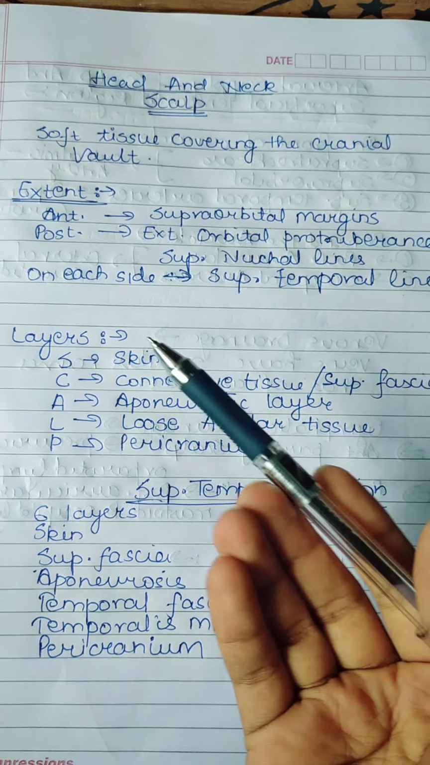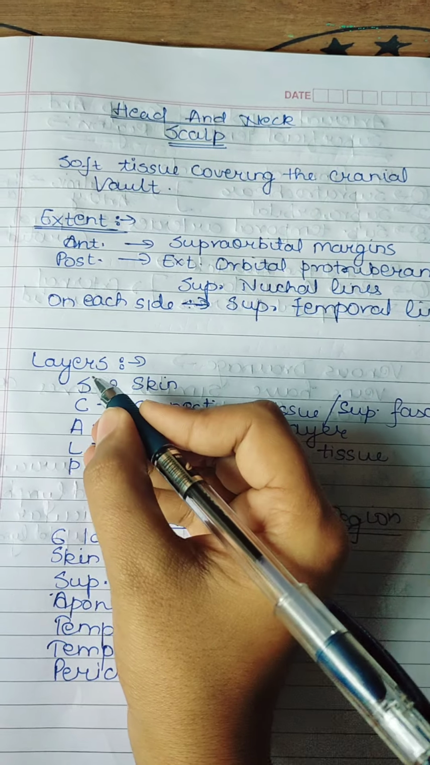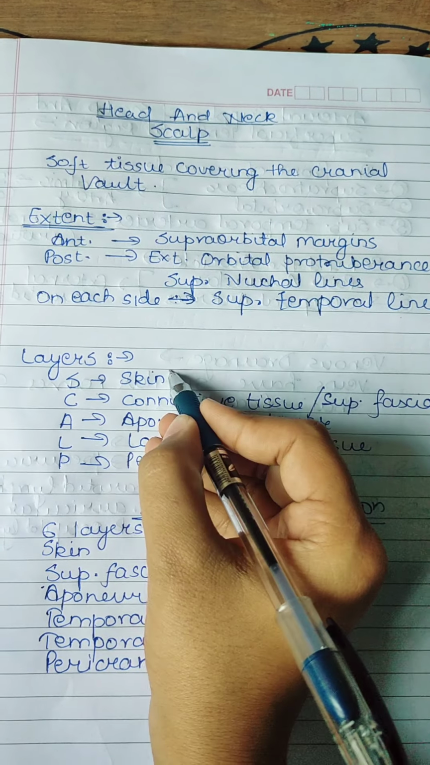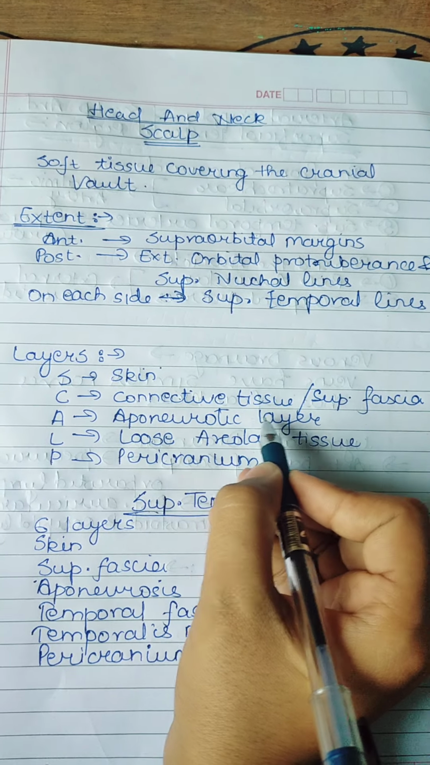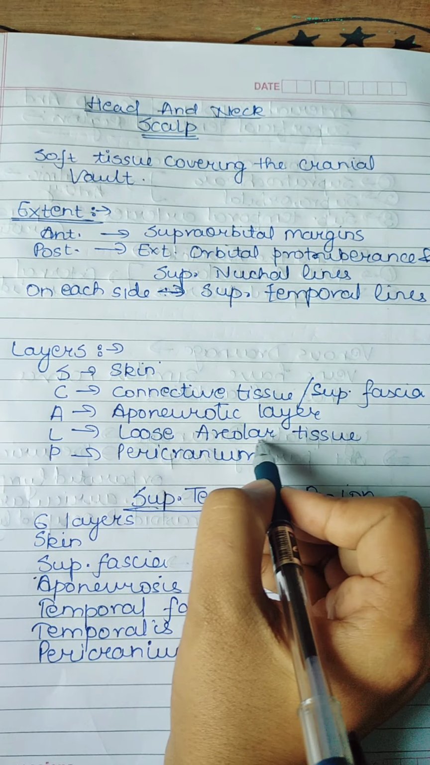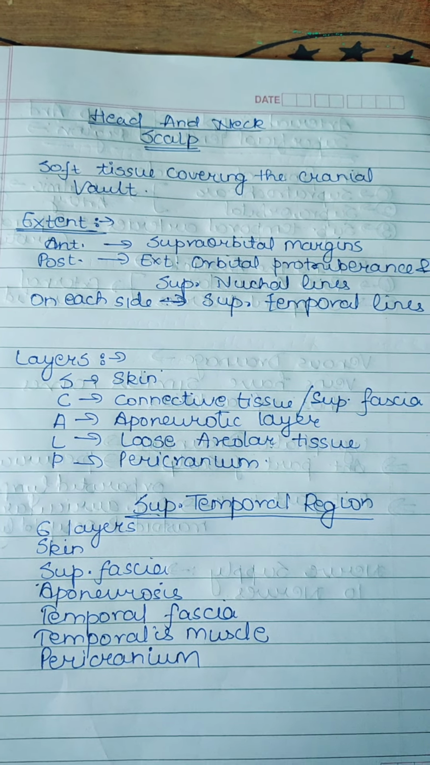Now next is layers of the scalp. There are 5 layers and a mnemonic is scalp. Okay, S for skin, C for connective tissue or superficial fascia, A for aponeurotic layer, L for loose areolar tissue and P for pericranium. I'll show you the diagram.